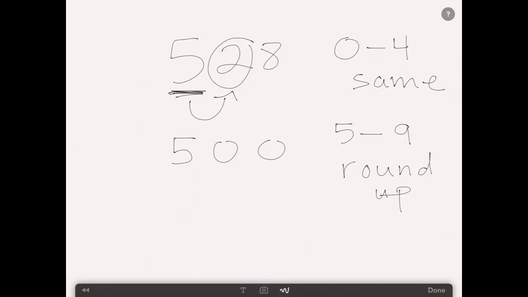So 528 with that little trick turns into 500. Now let's apply the same thing. I'll write that again, 528. Let's round to the nearest tens. There it is. Look next to it. That's an 8. Is it between 0 and 4 or 5 and 9? It's between 5 and 9, so you round up. That 2 turns into a 3, and then the 8 turns into a 0. So those are the same results we got before, but now that you know what you're really doing, you can use this trick.